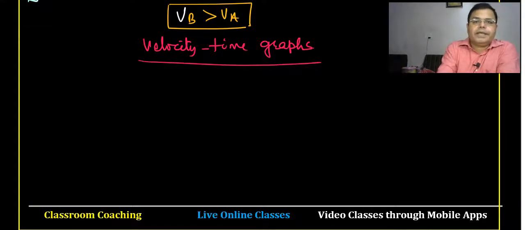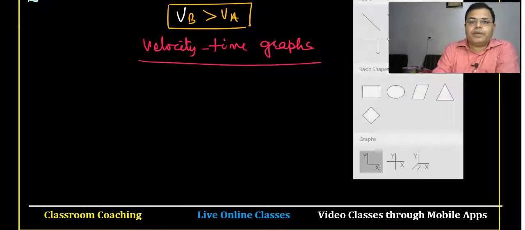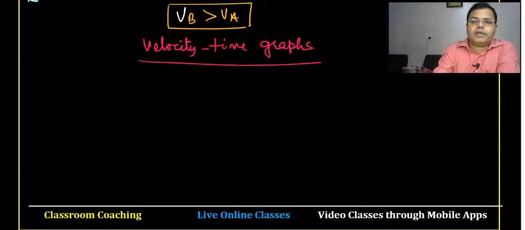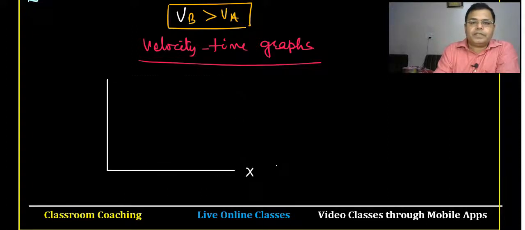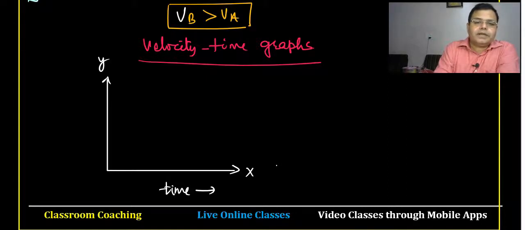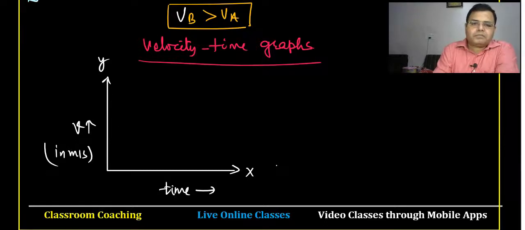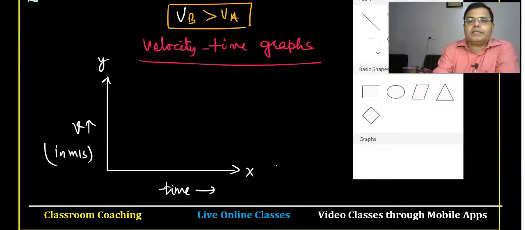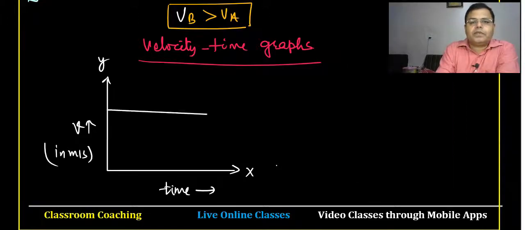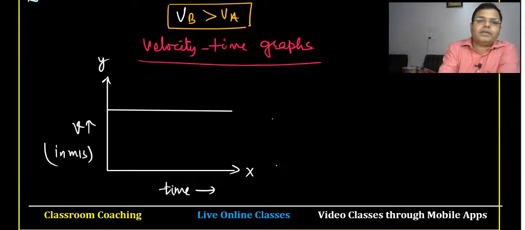Here let me construct a few graphs, and we will discuss accordingly. This one represents the x-axis and this one represents the y-axis, isn't it? But clearly this will represent the time axis, time in seconds, and this is the velocity v in meters per second, right? So the graph is like this. Say there is a graph like this, then what does it represent? Is the body in motion or at rest?